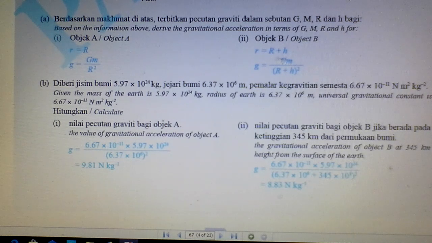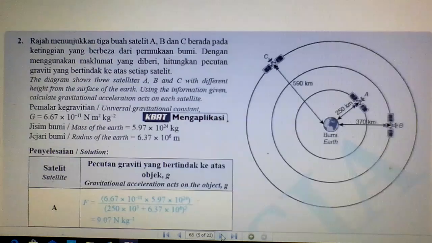So use the formula here: g equivalent to capital G times mass of the Earth divided by R plus H. So M must be mass of the Earth, capital M. So do make correction for this one.